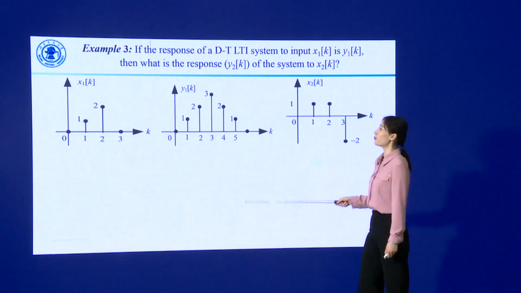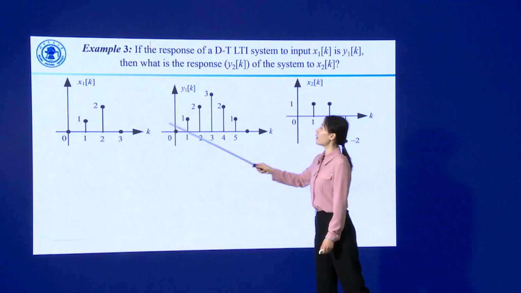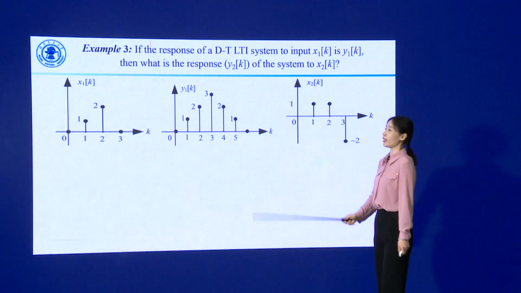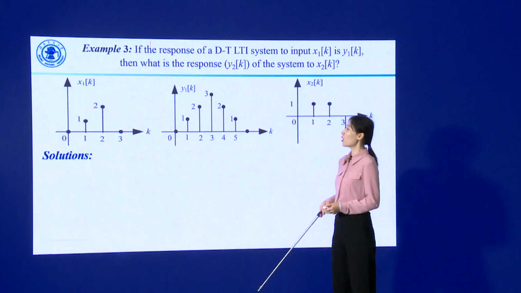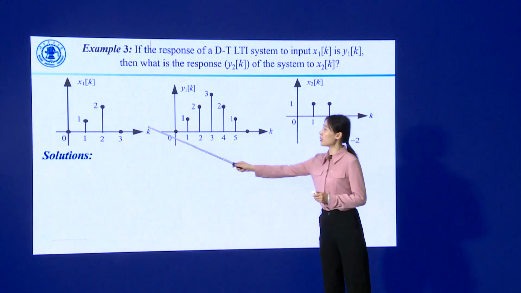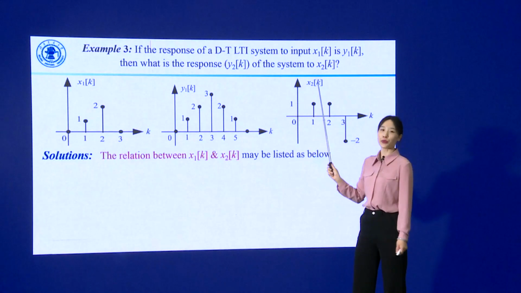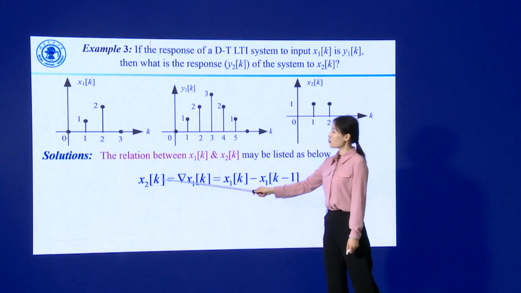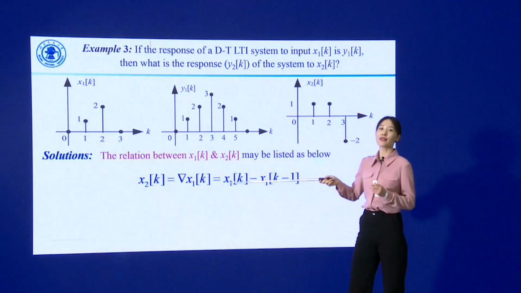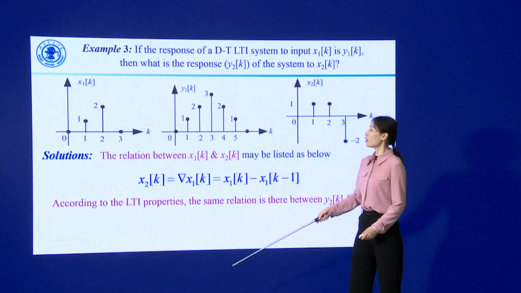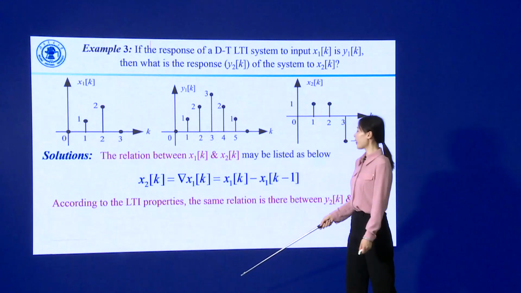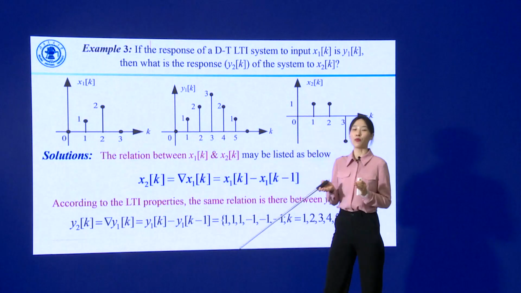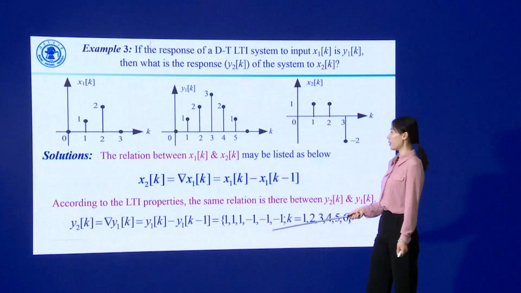Here is one example. Given s1(k) and its output, let's determine what is the output for s2(k). Here is the solution. We should first find the relation between s1(k) and s2(k). From these two figures, we can find that s2(k) is the difference of s1(k). Thus, according to the LTI properties, we can get the output is also the difference of y1(k), and we can get the final result.